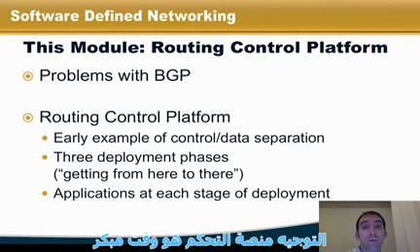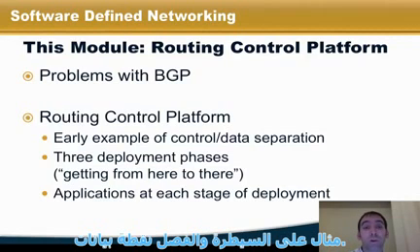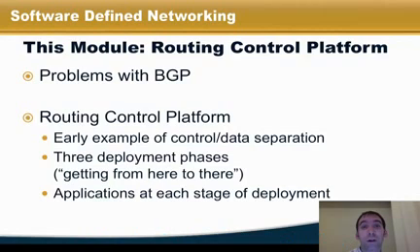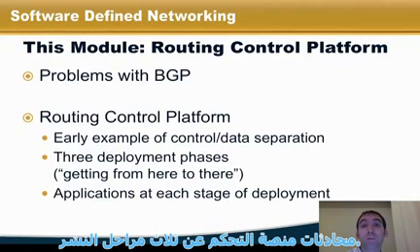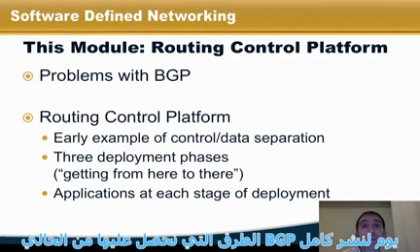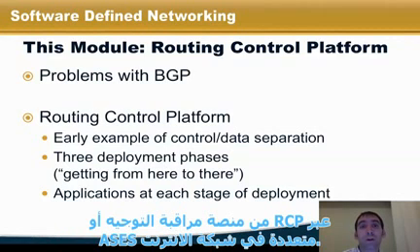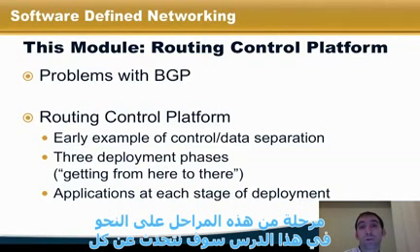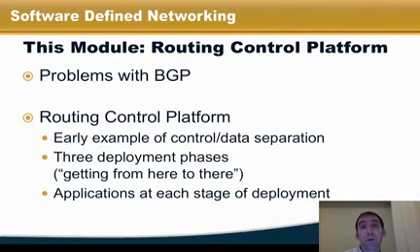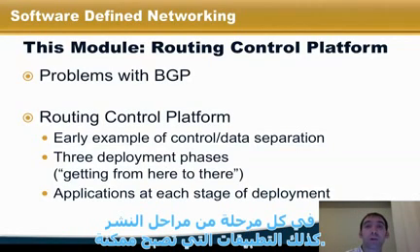The Routing Control Platform is an early example of control and data plane separation, and the design of the Routing Control Platform talks about three deployment phases, ways that we get from present-day BGP to a complete deployment of the Routing Control Platform, or RCP, across multiple ASs in the Internet. In this lesson, we'll talk about each of these phases, as well as applications that become possible at each stage of deployment.